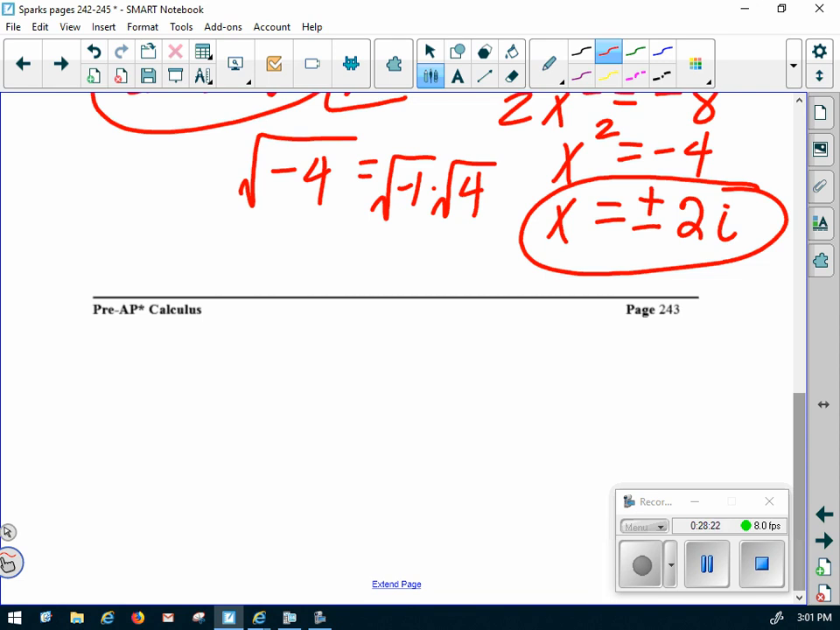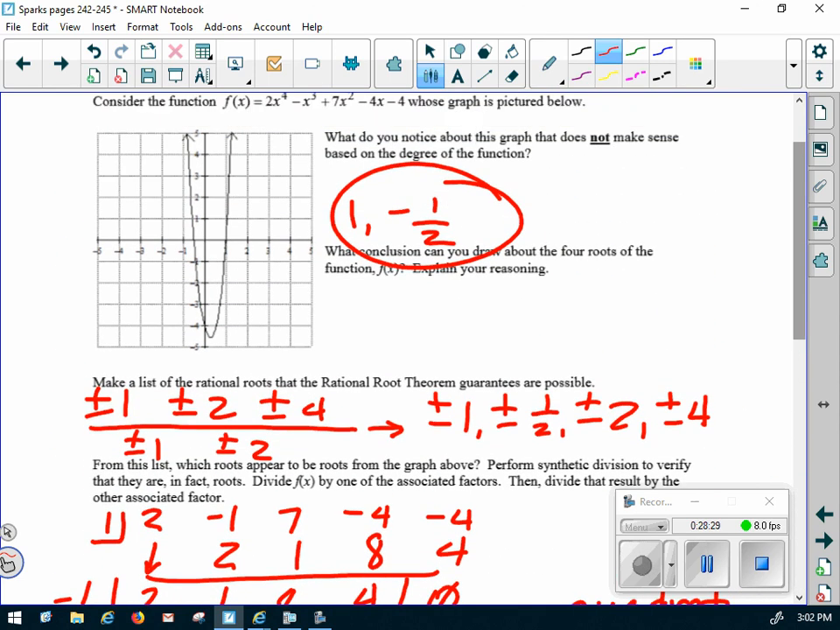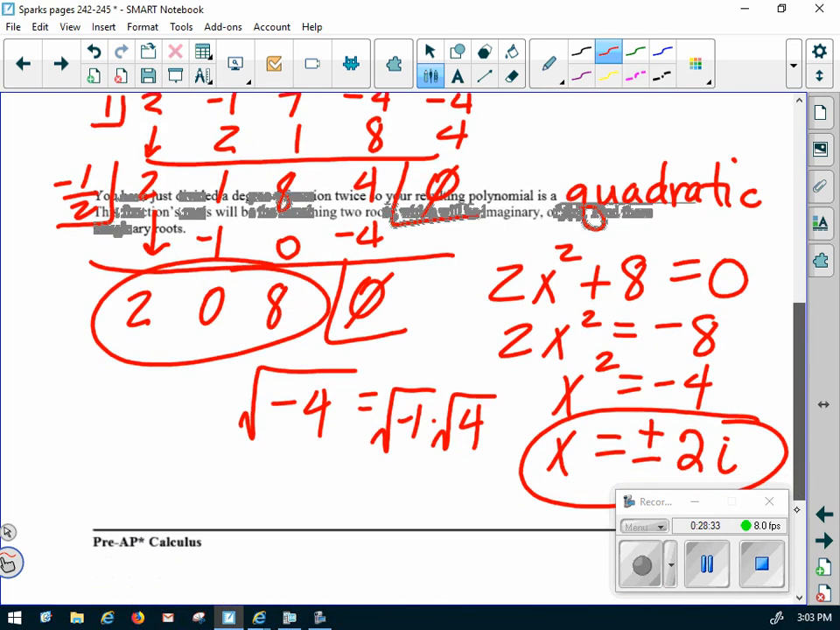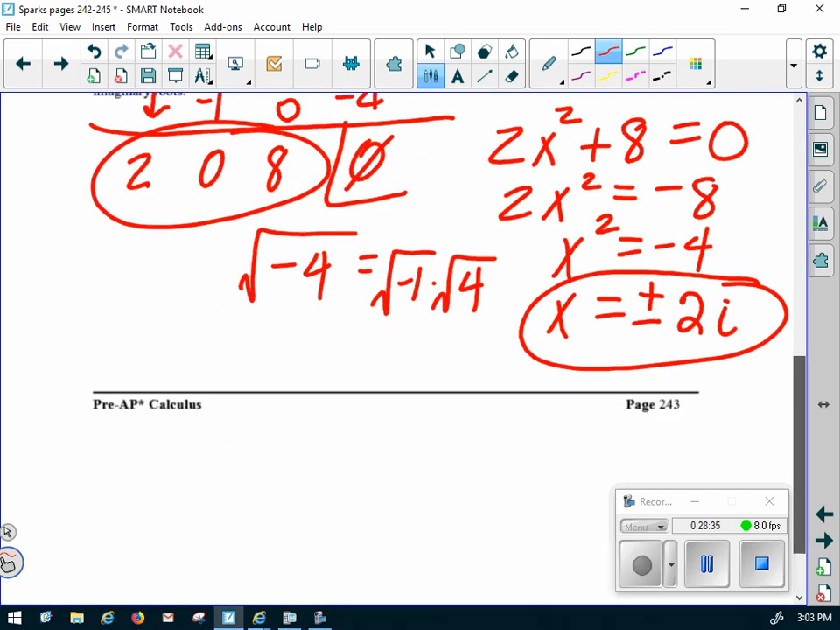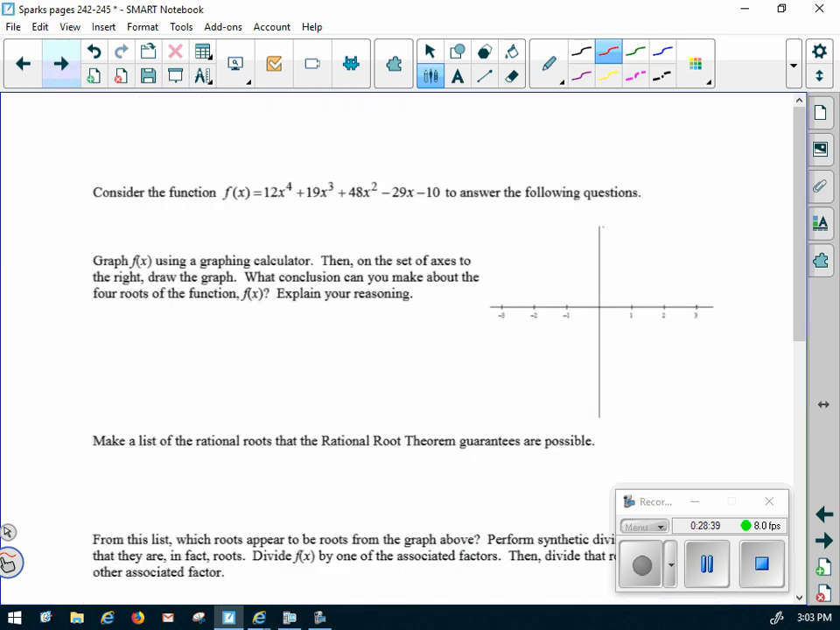2 real, 2 imaginary. How does that make sense though? Because I can't shift the graph down and make it half or... We have answered everything on that page. If it will let me go to the next page.